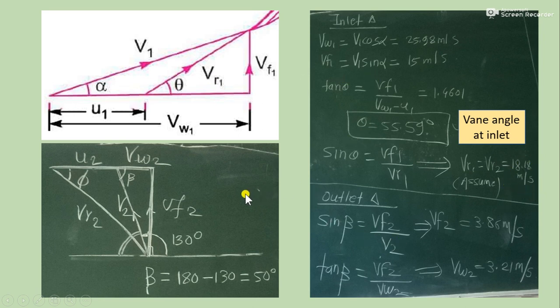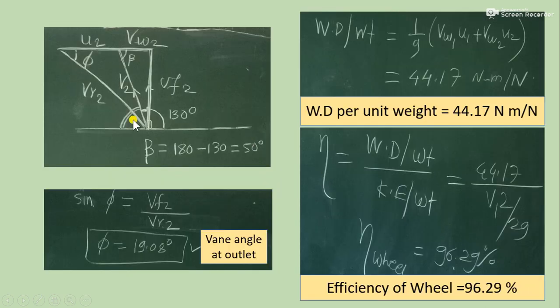Now we will shift to the outlet velocity triangle. In the outlet velocity triangle we take sine beta. Sine beta is Vf2 upon V2. In this case Vf2 is unknown, while beta and V2 are known values. So we get Vf2 in meter per second. Then we take the tan ratio of beta, meaning Vf2 divided by Vw2. In this case Vw2 was unknown, and we get the value of Vw2 here.